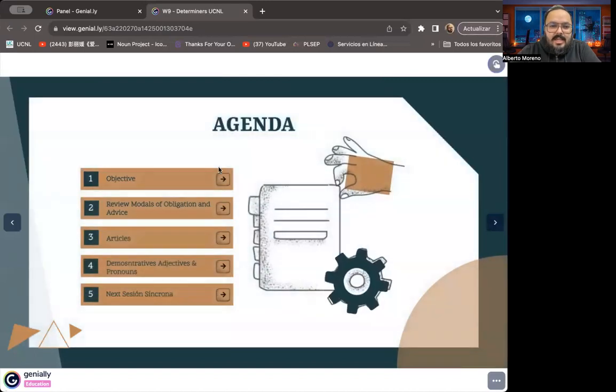The agenda for today, we start with the objective and we have a review for modals of obligation and advice, what we saw last class. Then we have the articles, the topic for the articles. Then we have the topic for demonstrative adjectives and pronouns. And what are we gonna do next?